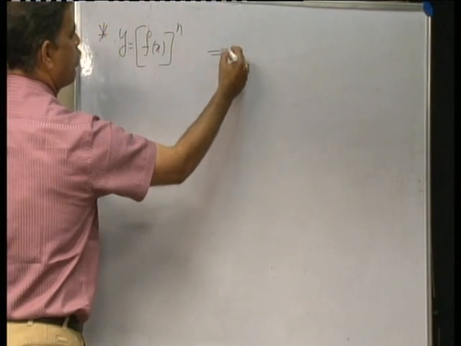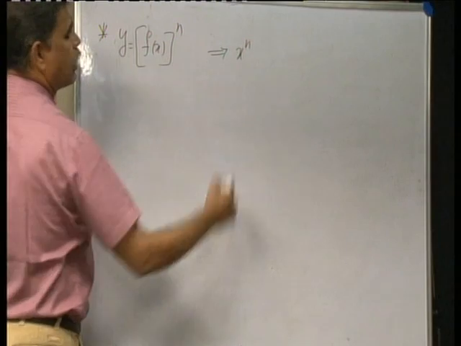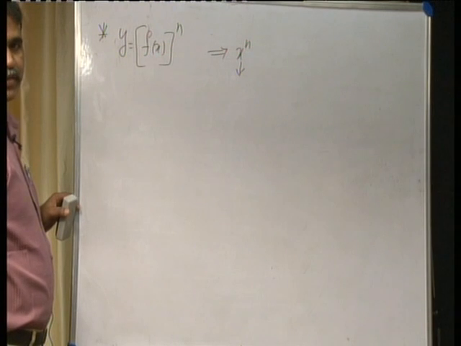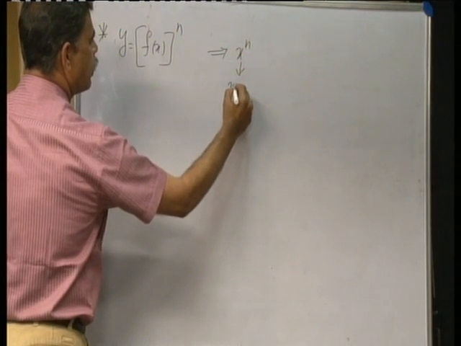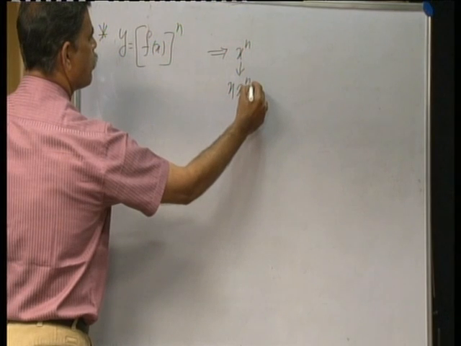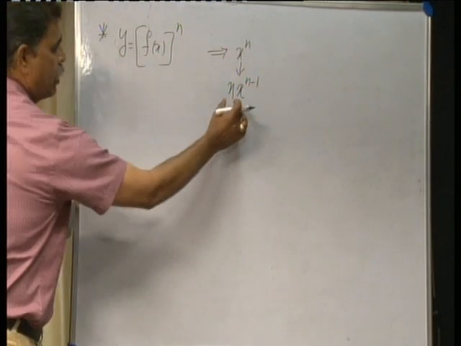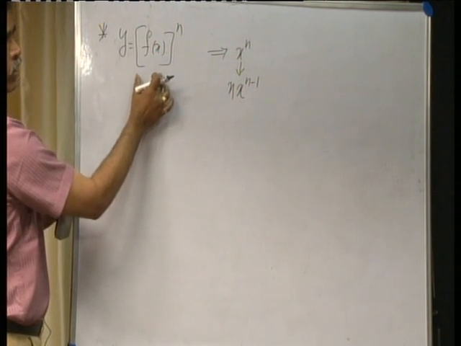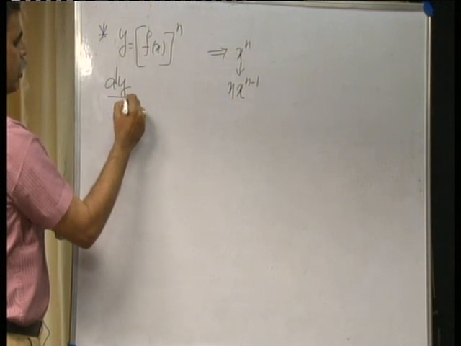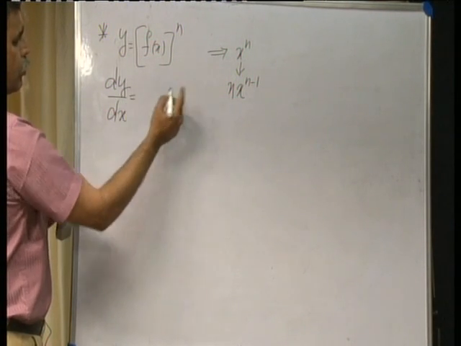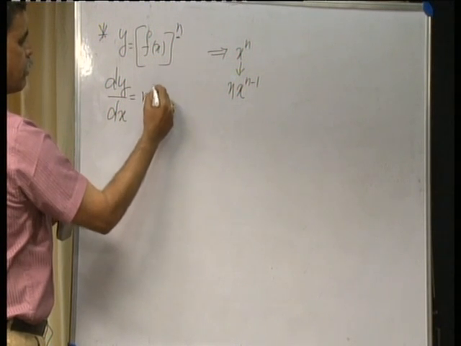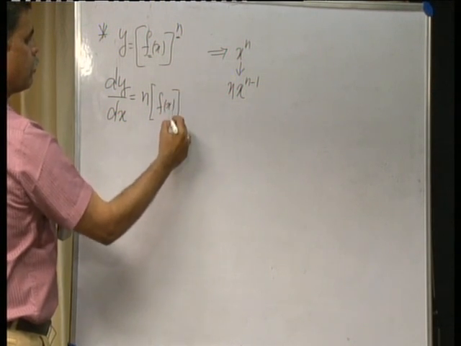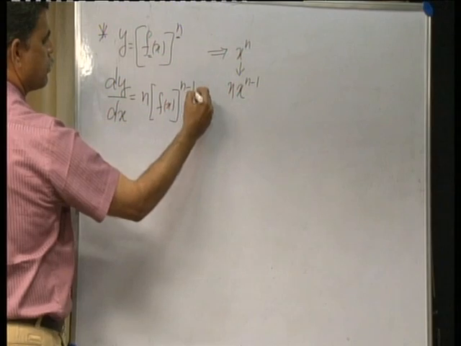It is of the type x to the power of n. So, differentiation of x to the power of n is what? As we know, the differentiation of x to the power of n is n into x to the power of n minus 1. Same thing, same type, same procedure you extend here. Therefore, dy by dx is equal to n. In place of x, we have a function. You write that function to the power of n minus 1.